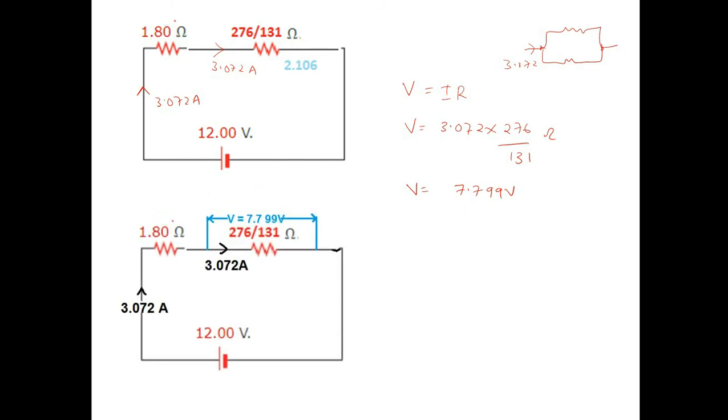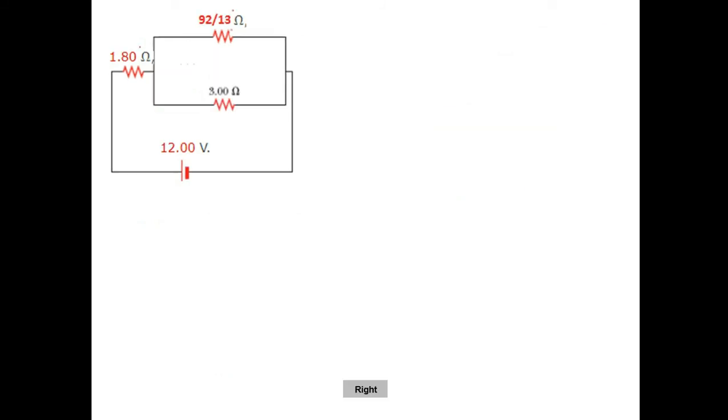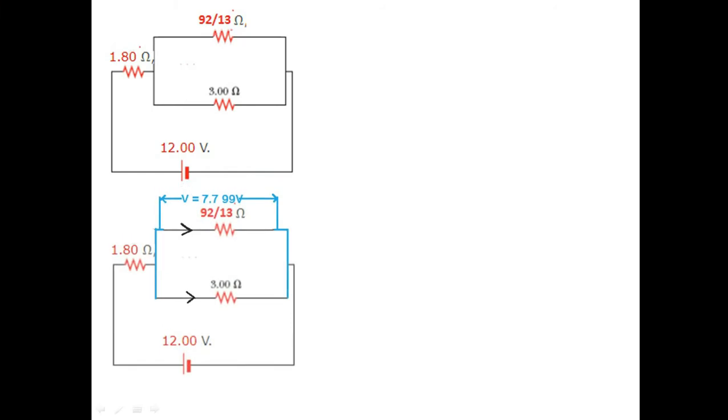So the circuit becomes something like this. The current through the 1.80 ohm resistor is this one, and the voltage across this resistor is 7.799. So if we move to the previous circuit, which was the combination of these two resistors, 92/13 ohm and 3 ohm, the voltage across both of them, which we just found, is 7.799.